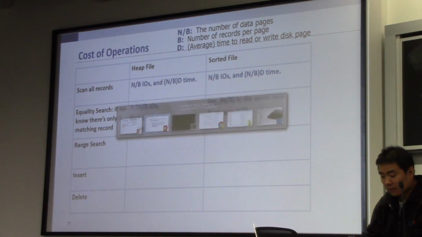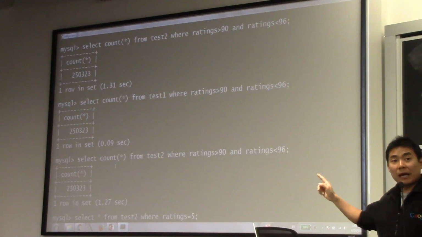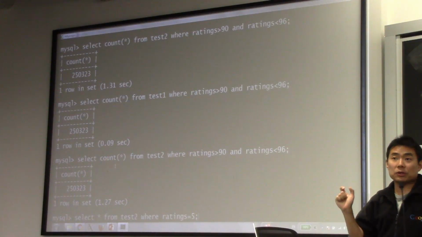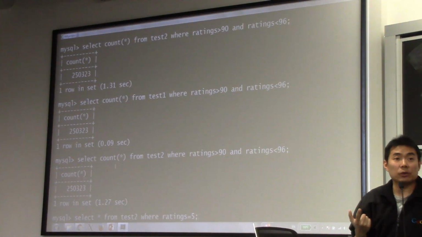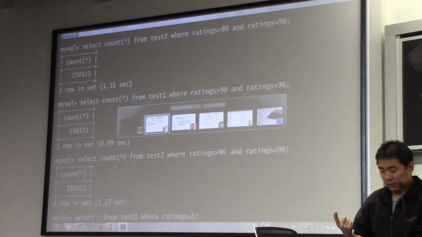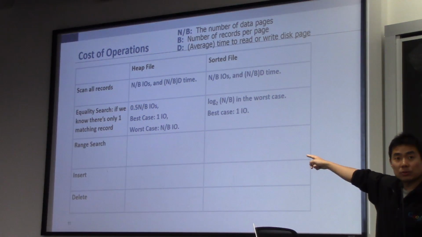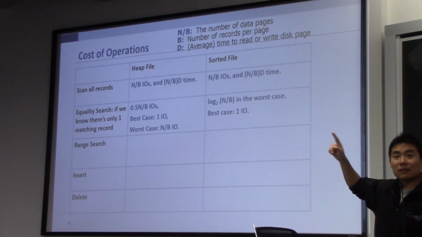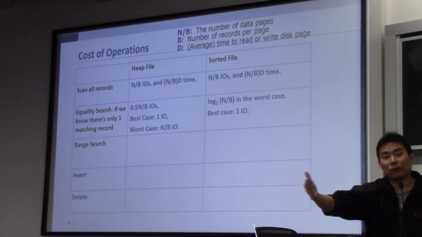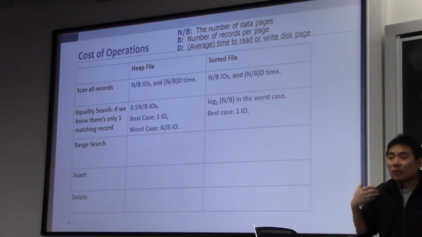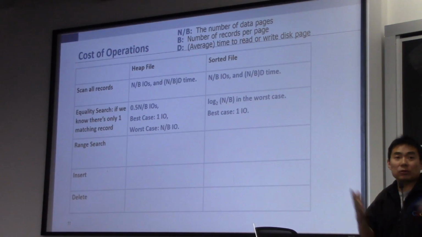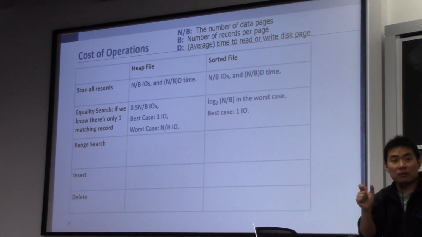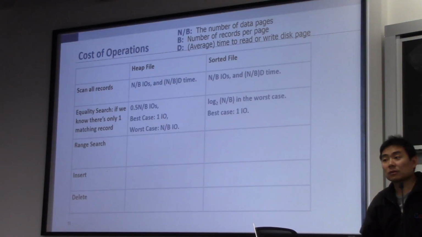Right? In this case, if you are selecting a non-key attribute, you do not know how many records you're going to find. What will be the cost of equality search for a heap file in that case? You basically always have to scan everything before you can be sure to terminate, because you don't know whether there are more records with the matching values you are searching for. So you always have to do N over B IOs.